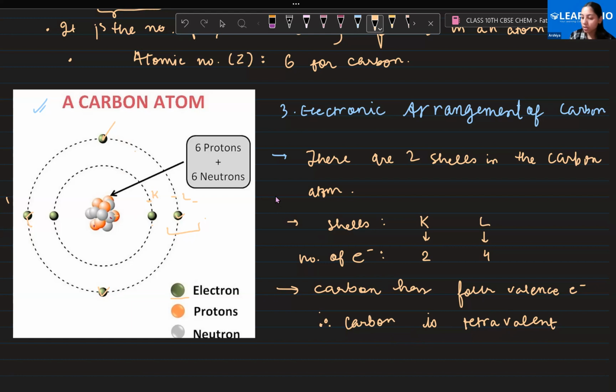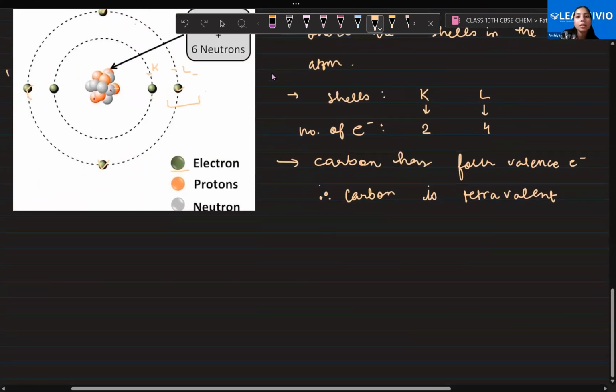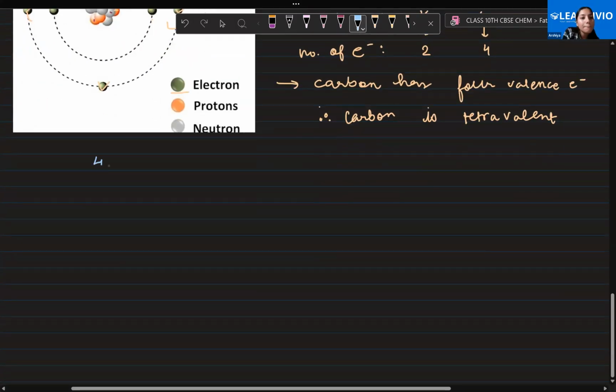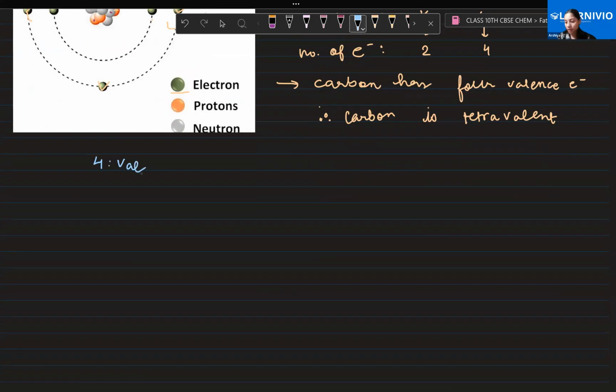Now from valence we come to the valency. Have you heard about valency? Yes, ma'am. What is valency? Ma'am, the electrons present in the last shell. Yes, same as valence electrons. So the valency is basically the number of electrons in the outermost shell. Can you tell me what will be the valency of carbon? 4. Yes.